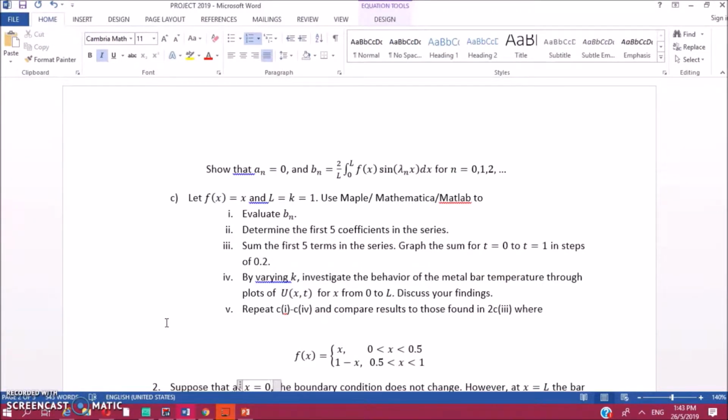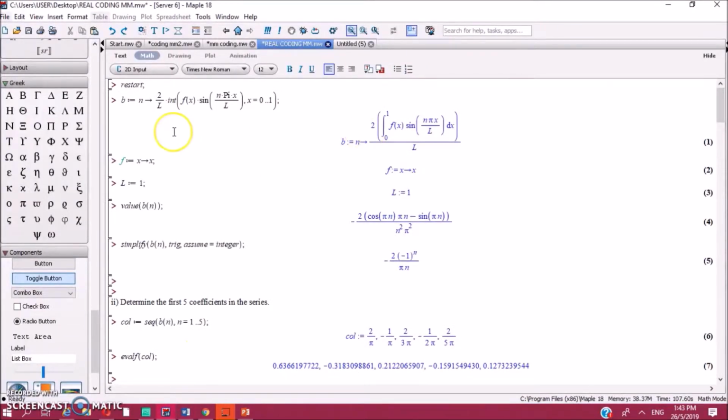So I need to do the question for number 1. For the 1C, we need to use Maple or Mathematica or MATLAB to plot the graph. And for question 1C1, we need to evaluate the bn. Okay, we need to evaluate the bn. So the n here was given from the question.